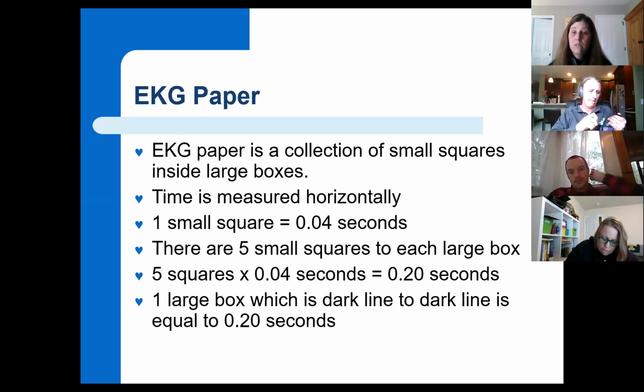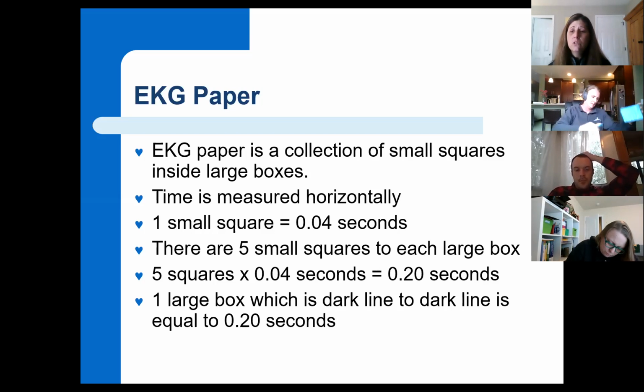So if we take 5 times 0.04, that is 0.20. Therefore, each larger box with the dark bold lines between them, and I'm going to show that to you in a minute, is equal to 0.2 seconds. Again, you need to know this. You're going to have to use it to do some calculations. Okay?